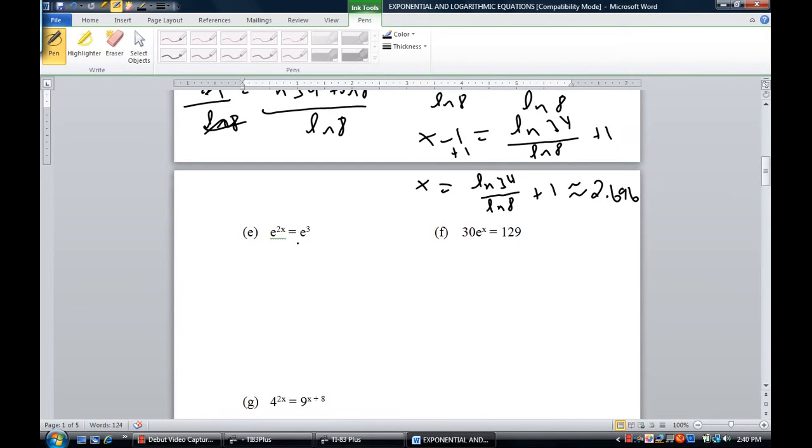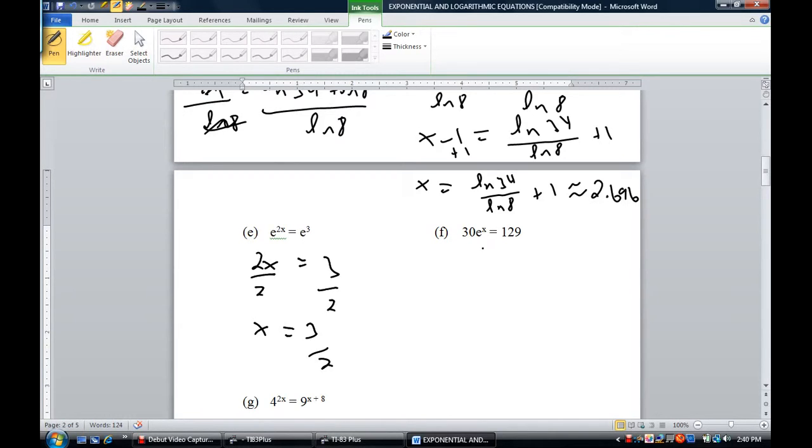Now let's do this example. When you do this one, you'll notice that we already have the same base. Both are e. So that means that these e's cancel out, and you're just solving 2x equals 3. Divide both sides by 2, and you get x equals 3/2. Hopefully you'll recognize that. And if you don't, take the natural log of both sides. You'll still get the same thing.